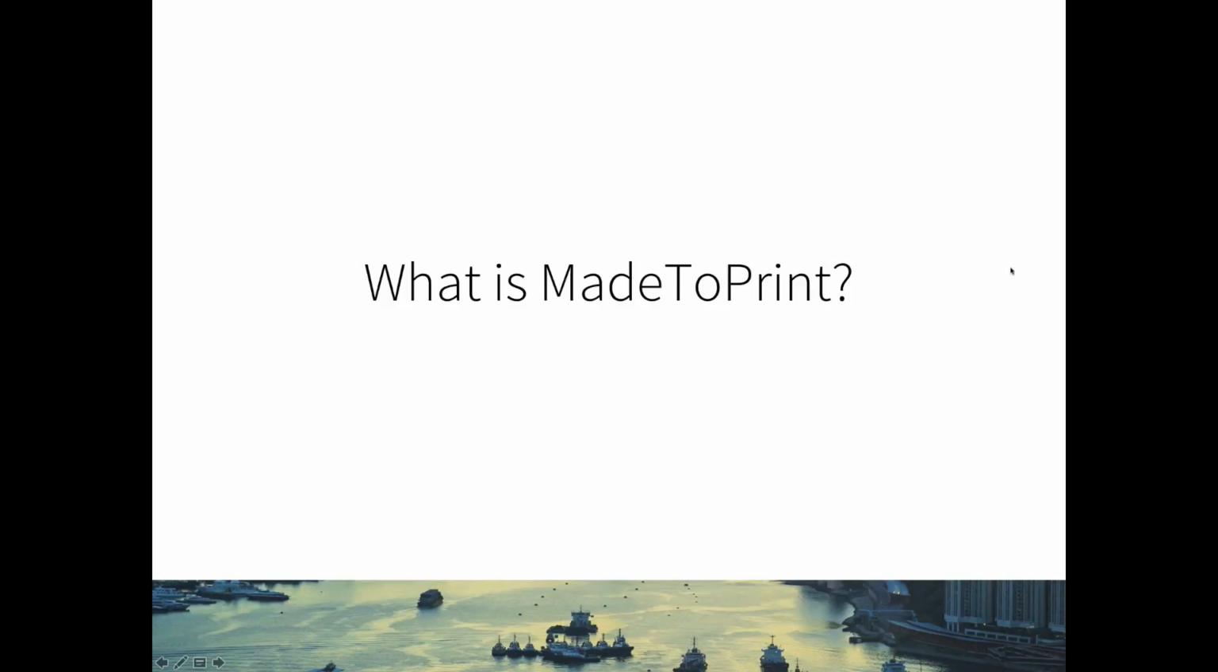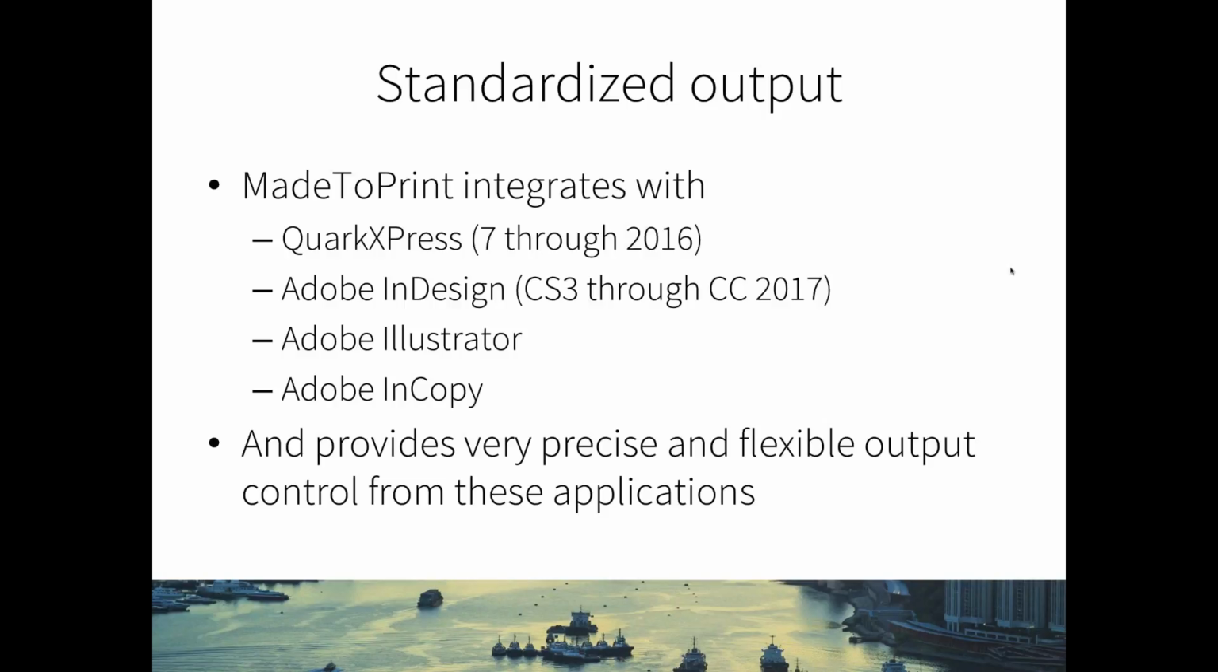So first of all, let's talk about MadeToPrint. MadeToPrint is a software application that makes it possible to standardize and automate output. It integrates with a number of creative applications, QuarkXPress, of course, and that's what we are talking about today. For Quark, it goes from version 7 through the latest version, actually version 2016. It also integrates into Adobe InDesign, Illustrator, InCopy, and it can provide very precise output.